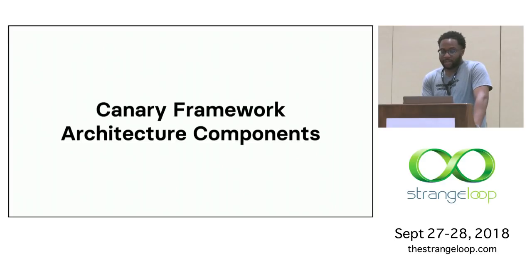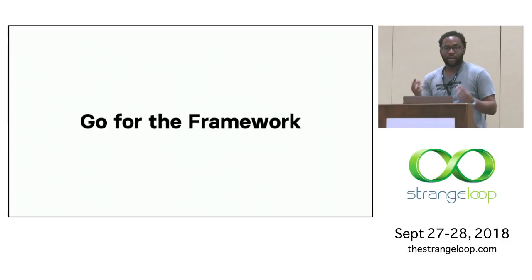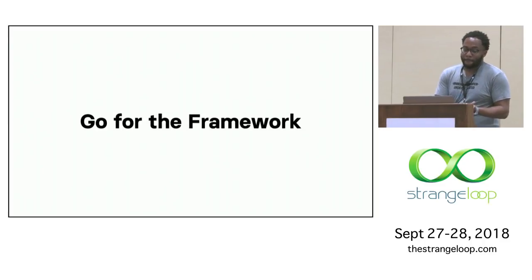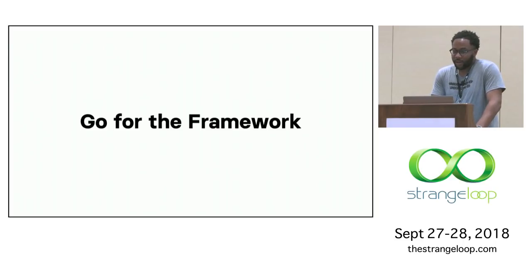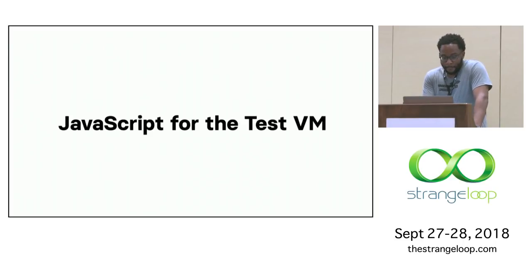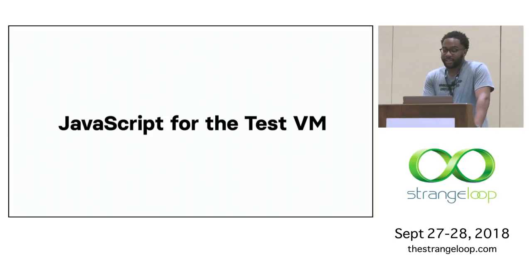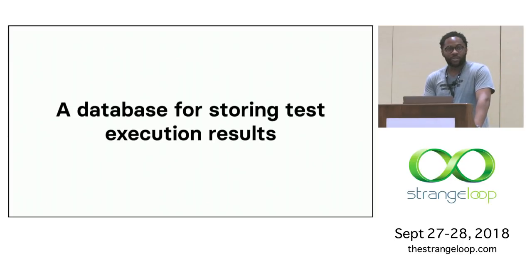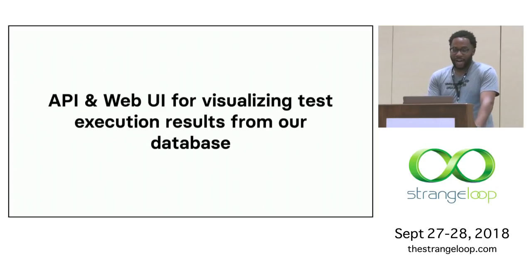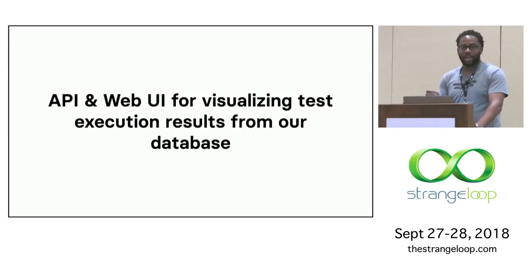So we have these requirements, so let's break it down into the actual architecture components. For the underlying framework itself, we're going to write this with Go, mainly because it's a pretty fun language, and the Canary framework I helped maintain was written in Go, so I have a lot of context around that. For the test VM itself, we're going to use JavaScript, and it's going to be embedded inside the Go framework itself. And of course, we're going to need a database for storing test execution results, and an API and a web UI for visualizing the test execution results that are stored in our database.